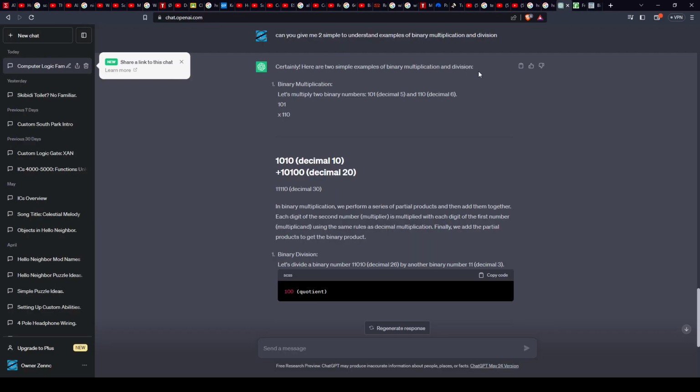Here are 2 simple examples of binary: multiplication and division. Here we go. Multiplication: multiply 2 binary numbers, 101, decimal 5, and 110, decimal 6. So these are like numbers in decimal. These binary numbers are converted to decimal here and here.